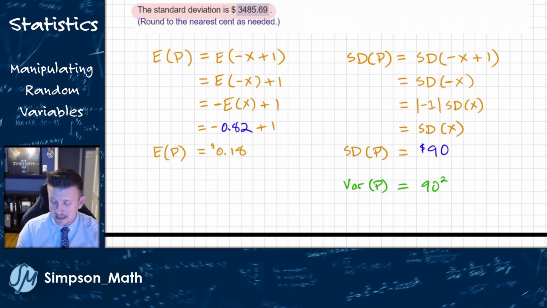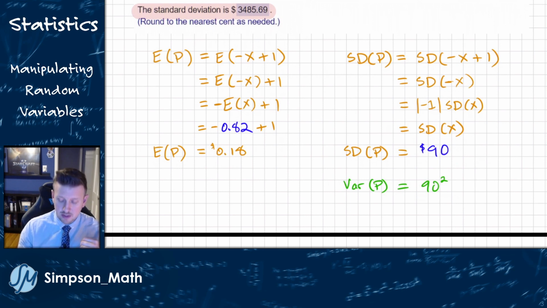Well, if I'm multiplying by a number, I'm going to pop it out of the standard deviation, but make sure to absolute value it. And what's the absolute value of -1? Positive 1. So we just have the standard deviation of x. So notice that the standard deviation of p, the casino's profit, is the same as the standard deviation of the payout, which is $90. Therefore, the variance of p, if I square this, is 90 squared. I'm not going to worry about what that is. I know what it is in reality, but I'm just going to leave it as 90 squared.